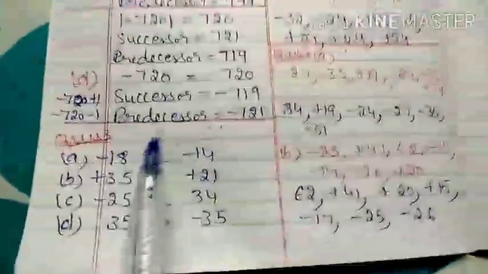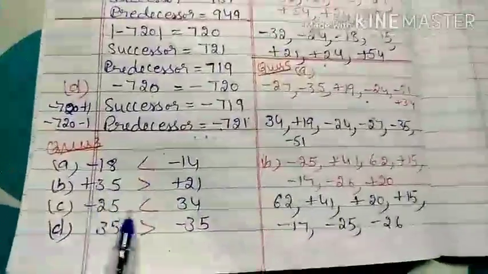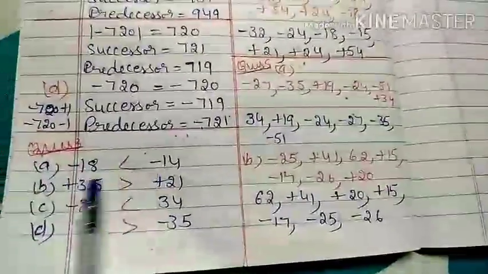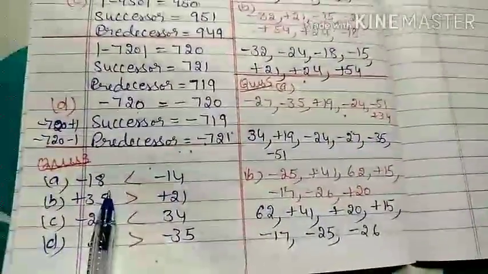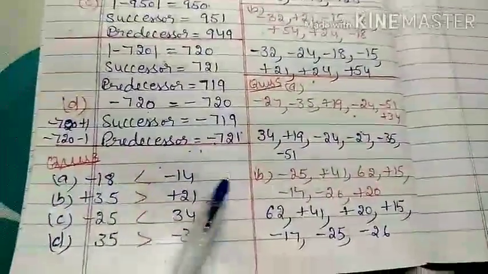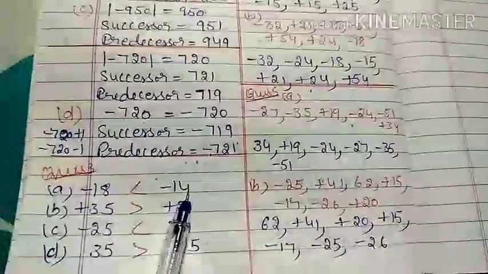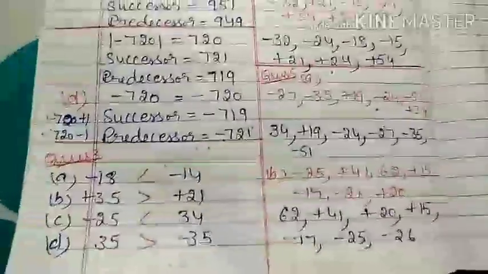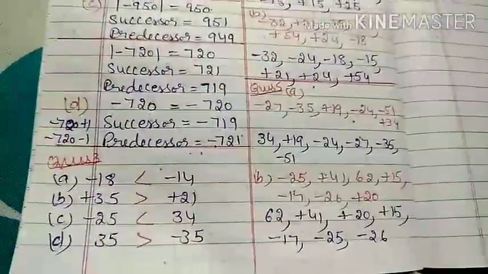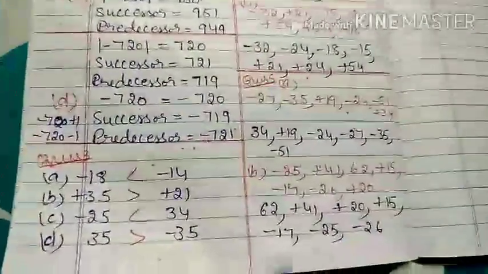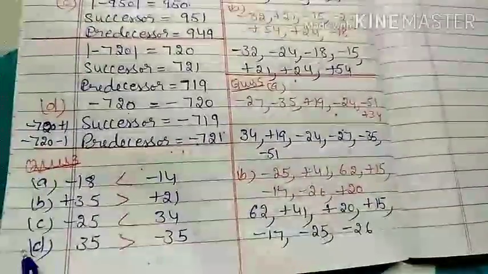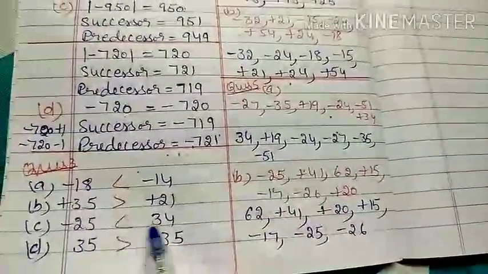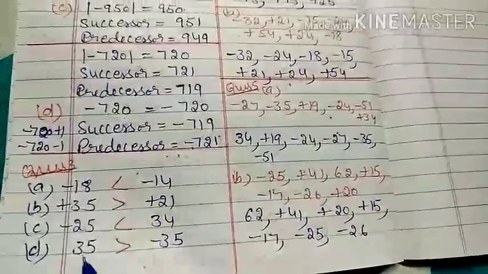Now among these, when you check which number is greater and which is less, like minus 18, minus 14, if there is a negative sign, then the bigger digit is actually the smaller number and the smaller digit is the bigger number, because the negative sign is there. If there is no negative sign, 18 is greater than 14, but minus 18 is less than minus 14. Positive 35 is greater than 21, minus 25 is less than 34, and 35 is greater than minus 35.